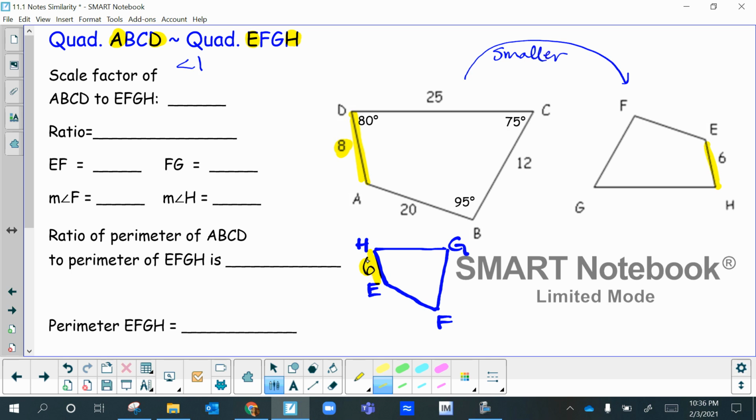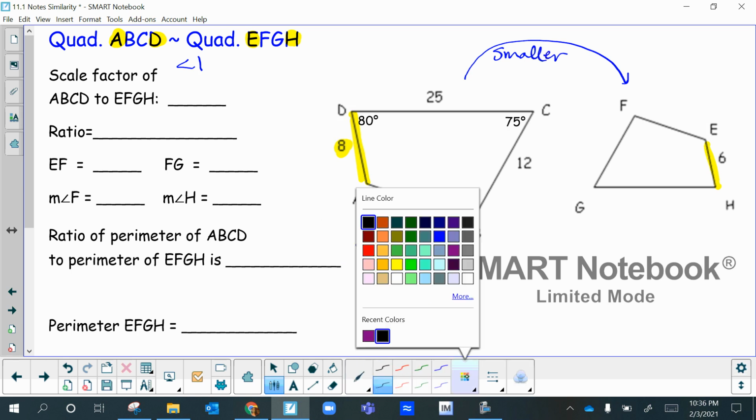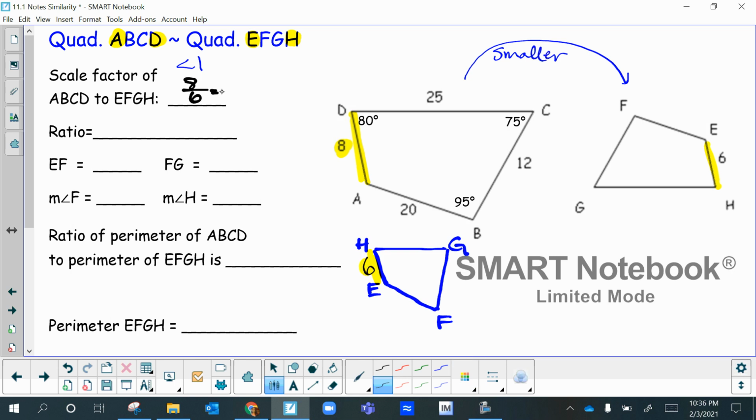So if the 8 corresponds to the 6, how do you find the scale factor? Well, you do not want to put 8 over 6 because that number is bigger than 1. 6 goes into 8 1 and 1/3 times, so that's bigger than 1. That is not our scale factor. So our scale factor is actually 6 over 8, which reduces to 3/4. That is our scale factor. 0.75 is another way to write that, okay? So our scale factor is that.